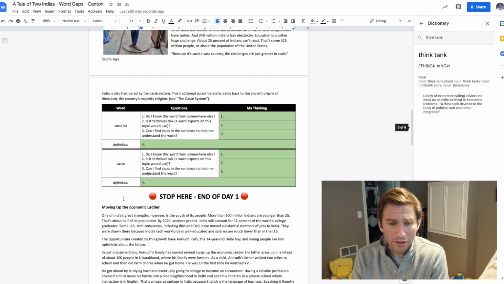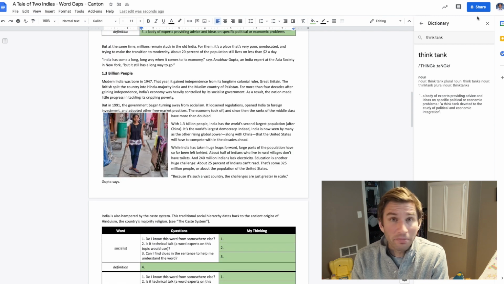All right, so we've just got two more that we're going to do together, just this real short section, and then we'll be all done for the day.